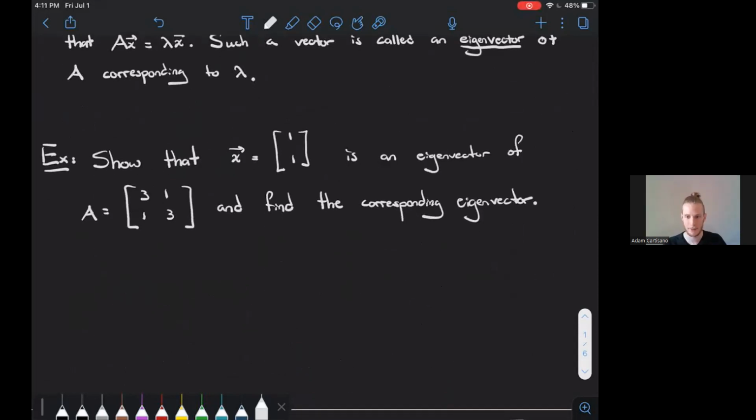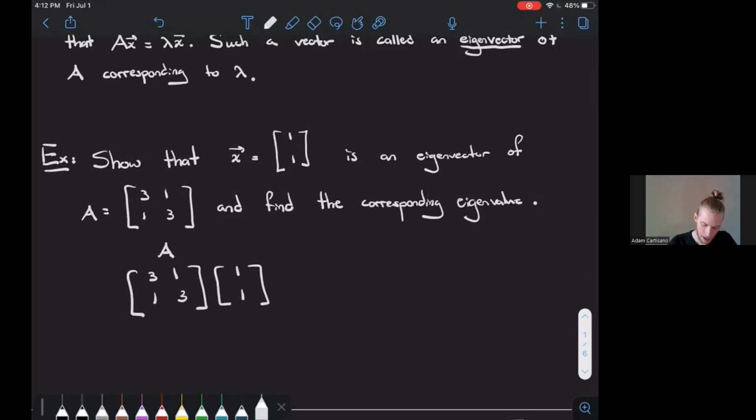So let's just test the definition on a vector and a matrix. Show that (1, 1) is an eigenvector of A, and find the corresponding eigenvalue. Well, A times (1, 1) is Ax. This should be equal to lambda x.